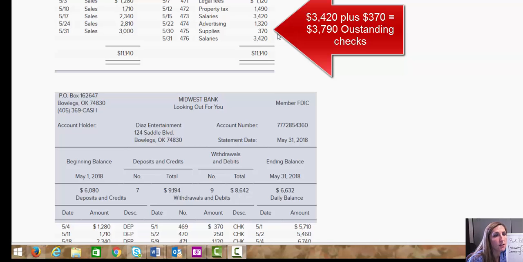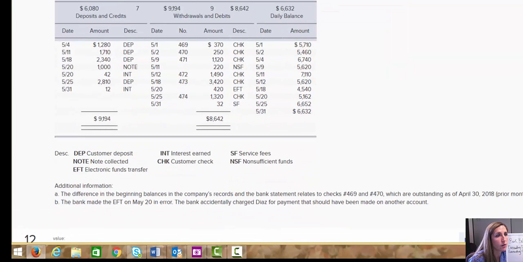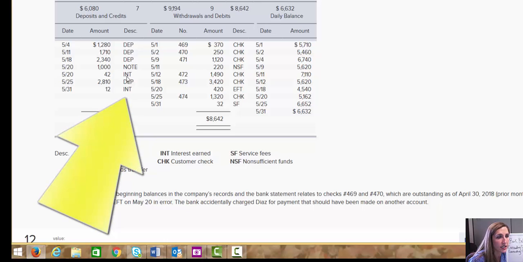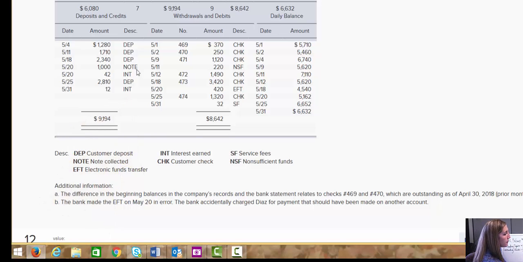And then you'll see there are some things listed on the bank statement. Again, we got to make the two pictures match. I see a few items down on the bank statement that are not listed on the company. So if I go down to the deposits column, you'll see some things noted. The interest is INT and the NOTE is a note we have collected. So I would actually add that. These are things that are already included in the bank balance. I would actually add that note to the company. So that's going to be something we will have to make a journal entry for. So a note received for $1,000.